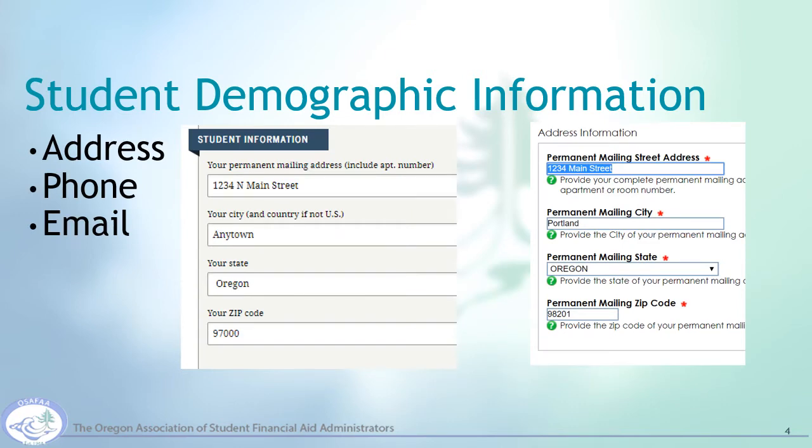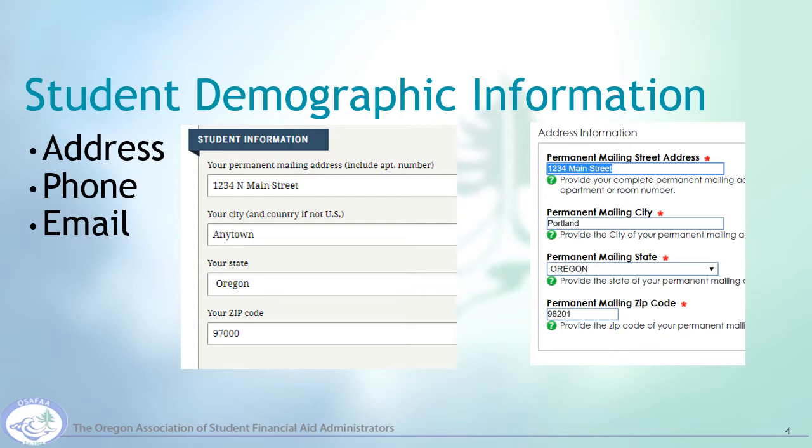The next section will ask for the student address, phone number, and email account. Throughout our training, we'll be showing you images from both the FAFSA on the left and the ORSAA on the right. Students should report their permanent address where they can receive mail. If the student and/or their family is homeless, they may use their high school's mailing address on the FAFSA.